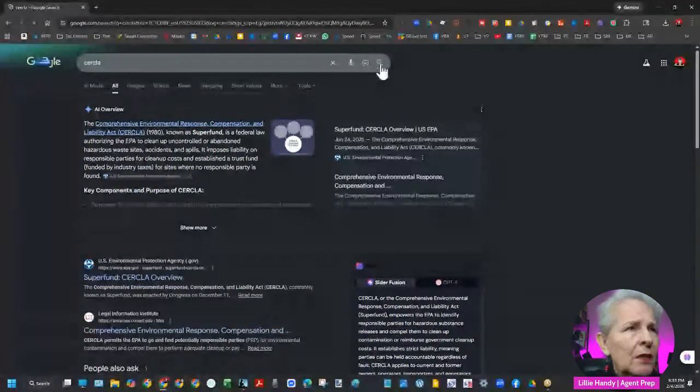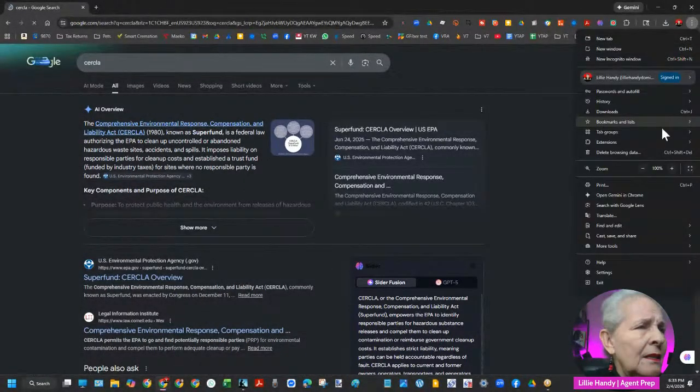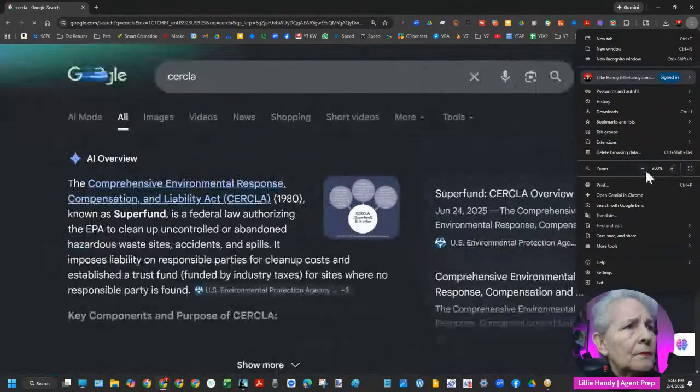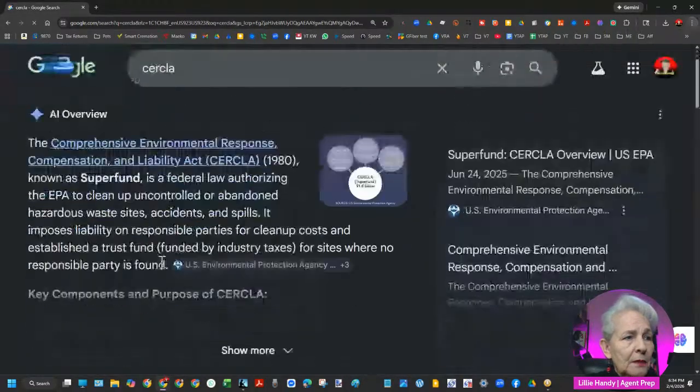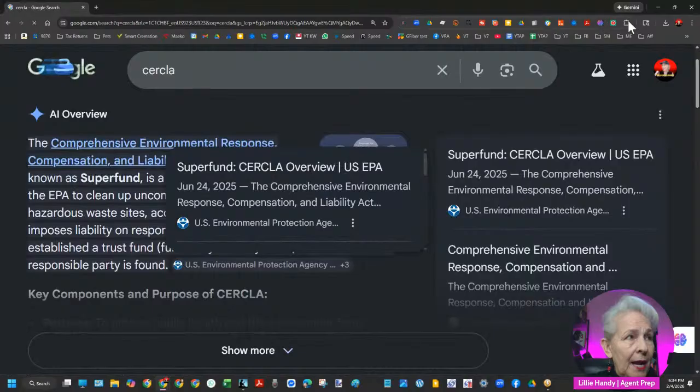Let me see, can I enlarge this here? Because it's kind of small. Okay, that's better. So it's a federal law authorizing the EPA to clean up uncontrolled or abandoned hazardous waste sites, accidents, and spills. It imposes liability on responsible parties for cleanup costs and establishes a trust fund funded by industry taxes for sites where no responsible party is found.